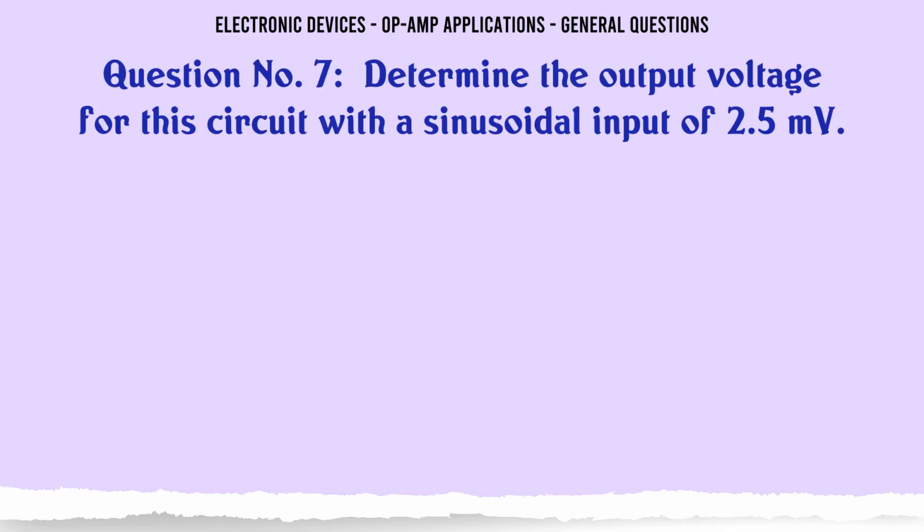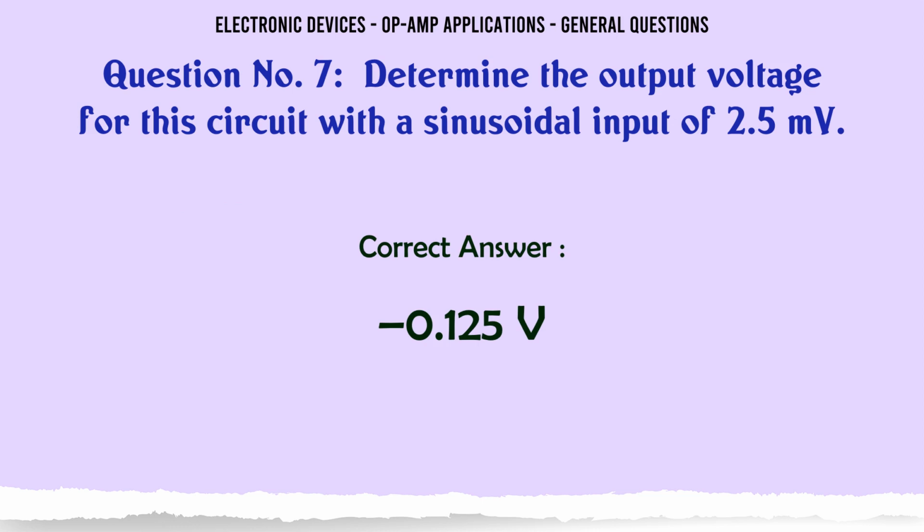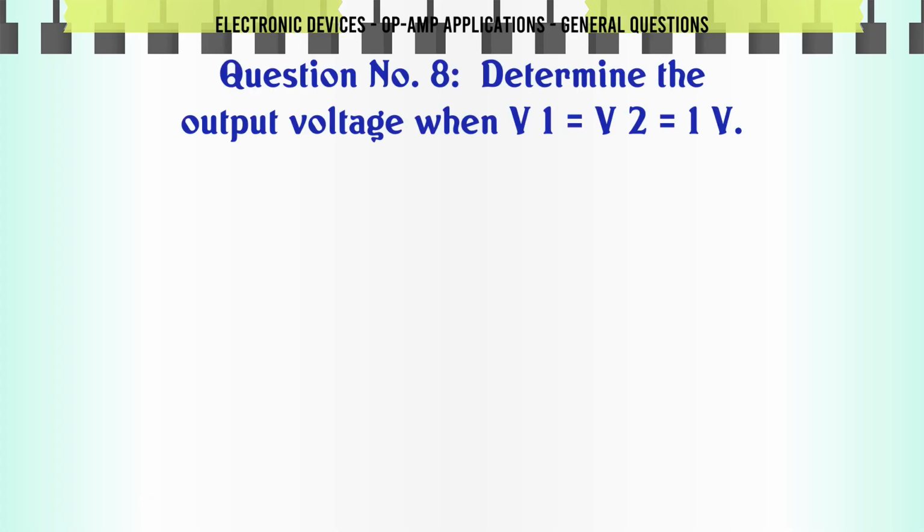Determine the output voltage for this circuit with a sinusoidal input of 2.5 mV. A: 0.25 V. B: 0.125 V. C: 0.25 V. D: 0.125 V. The correct answer is 0.125 V.